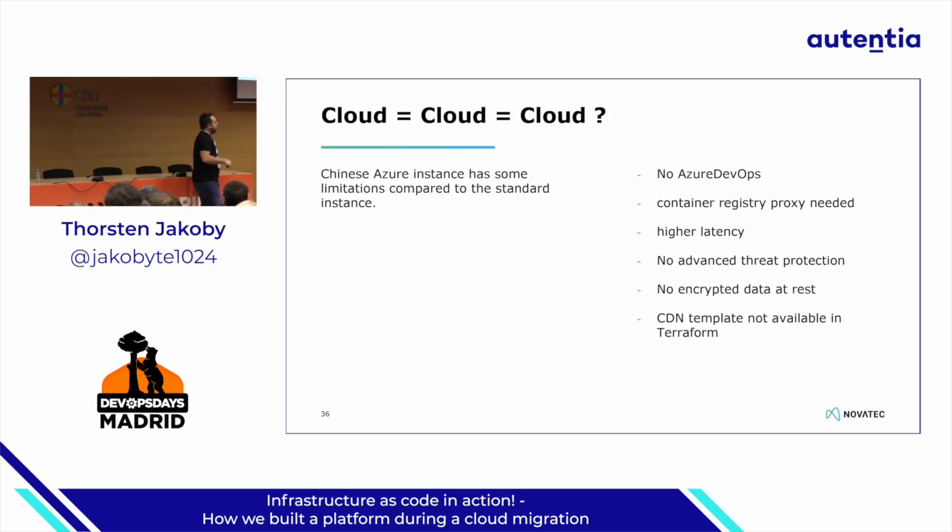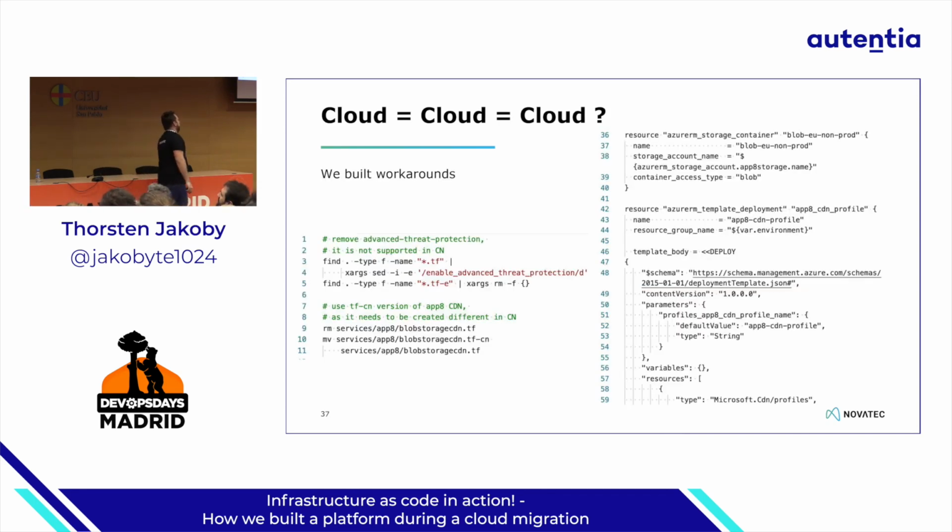There's no advanced threat protection possible on databases or blob storages in Azure China. That means we can't enable that, but our Terraform script wants to enable that. And no encryption data at rest in China. And for some reason, I didn't find out why, the CDN template is not available in Terraform using Azure China. So let's have a look at that. We need to build workarounds, and this is a part of our pipeline.